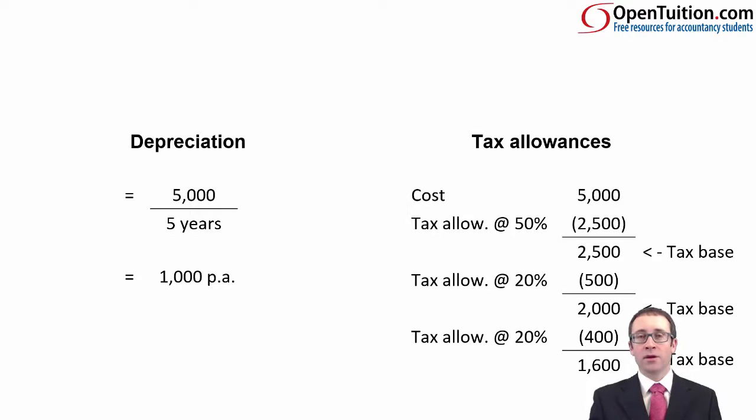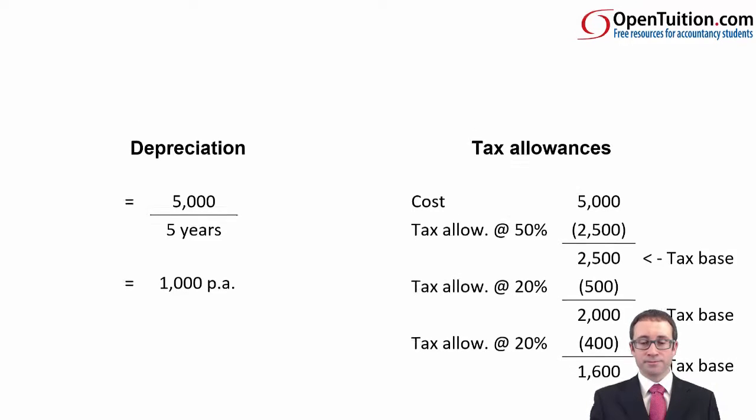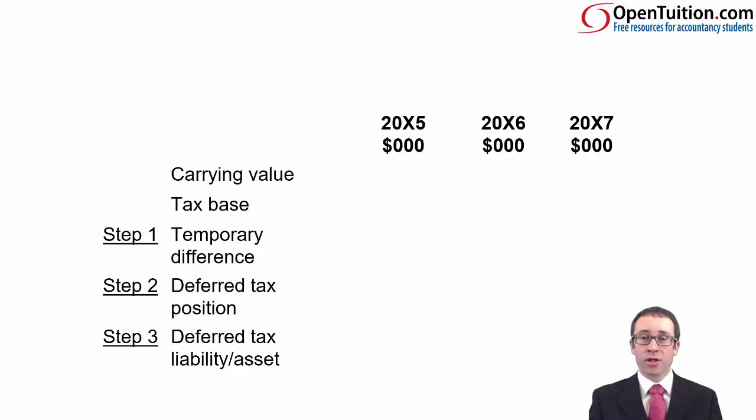So in year 1, we had an allowance of 50%, which was 2,500, which when we compared that against the 5,000 cost gave me a tax base of 2,500. In the second year, the allowance was 500, which when we deducted that from the 2,500 gave me 2,000. And then finally, in that final year, we deducted the tax allowance of 400 from 2,000 to give me 1,600, didn't we? So you have the tax bases for each of those 3 years. We can now go through and start to substitute in the figures year by year, can't we?